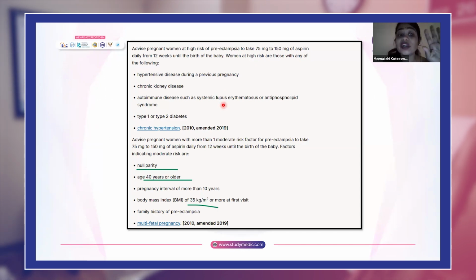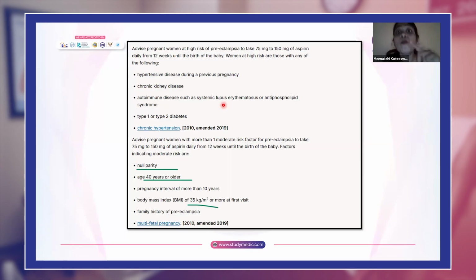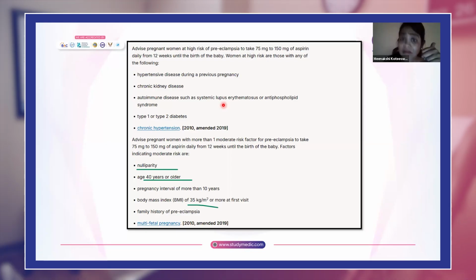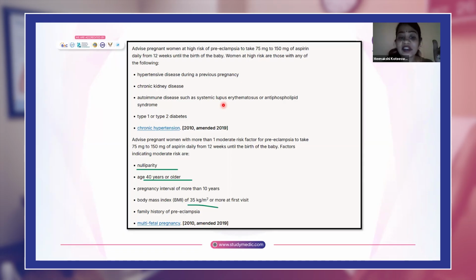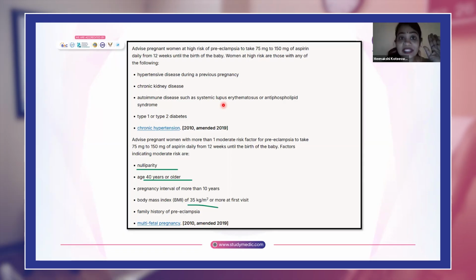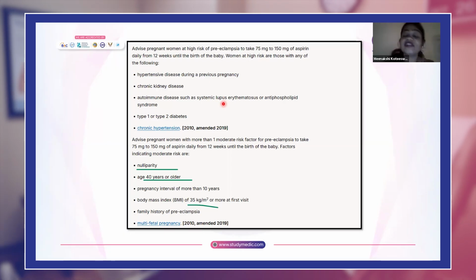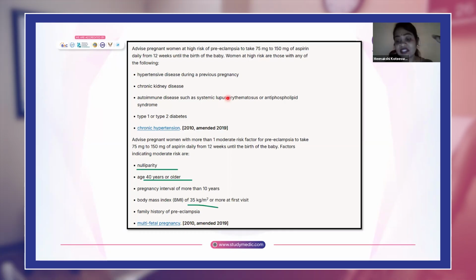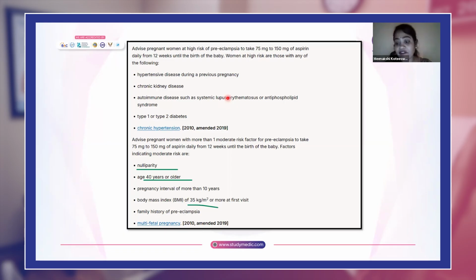And if they've got moderate risk factors, you have to look for more than one risk factor, like age 40 and above, nulliparity, BMI 35 and above, a pregnancy interval of more than 10 years, any family history of preeclampsia, and a multifetal pregnancy. So in this list, if you've got at least 2 factors, then obviously she would be a candidate for starting the aspirin.